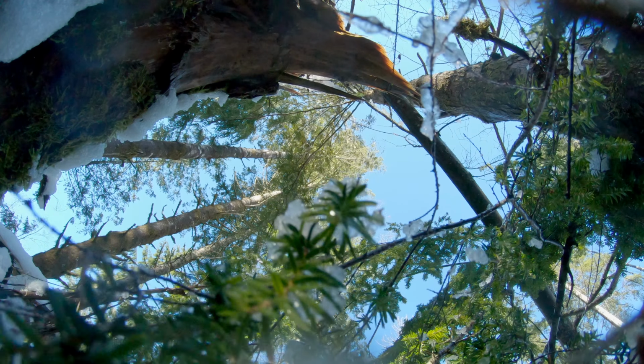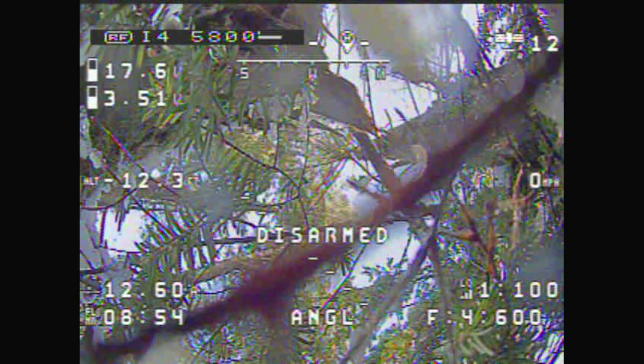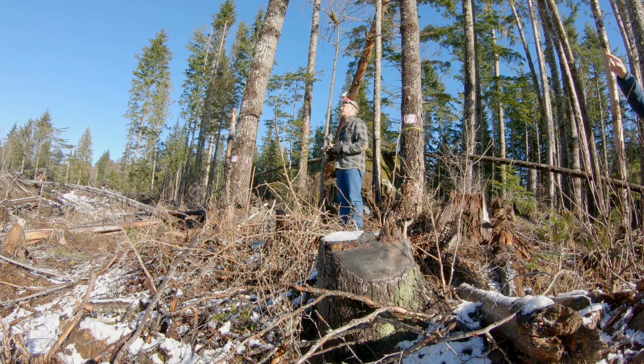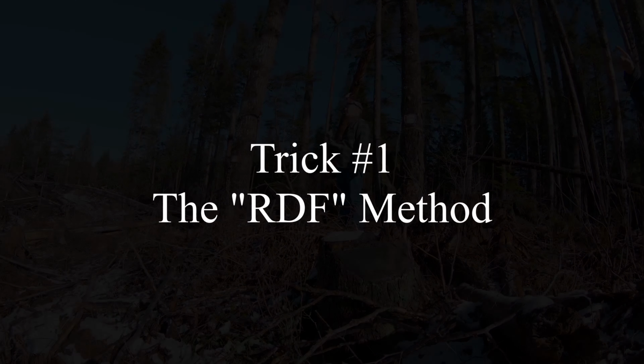I got lucky in that the quad was still powered on and I could see the video signal from the transmitter, and also the controller's Crossfire was still working as well. And the third thing is we also saw the general area that the quad went down in. So then we started looking for the quad, and I employed 3 tricks that helped to locate it.